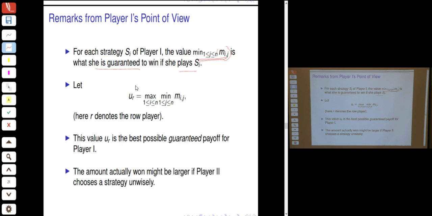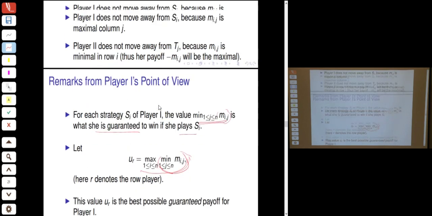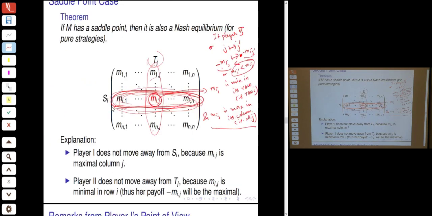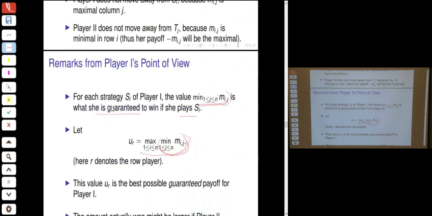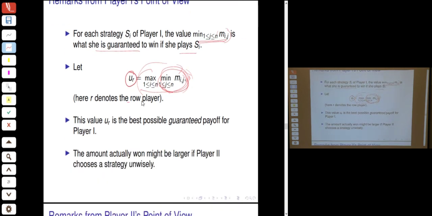And now an important quantity in game theory is when you take this minimum. Notice that we have taken the minimum over j, but still it depends on i, right? Because the minimum number in every row depends on which row you are considering. So now if you take a maximum of these numbers, which depend on the row i, among the rows of this minimal element in the row, then let us call this UR. R stands for row.